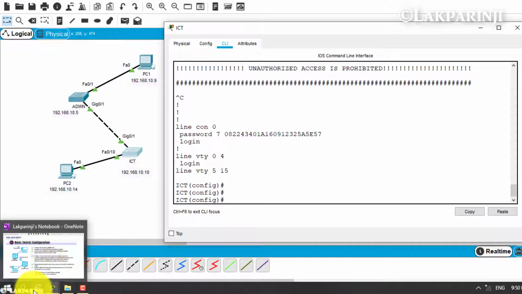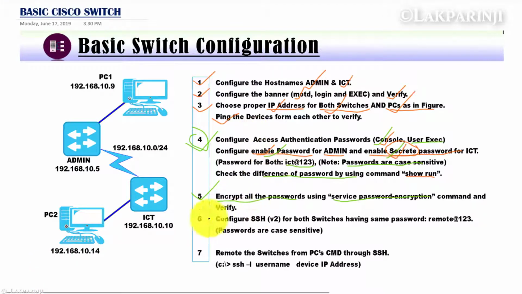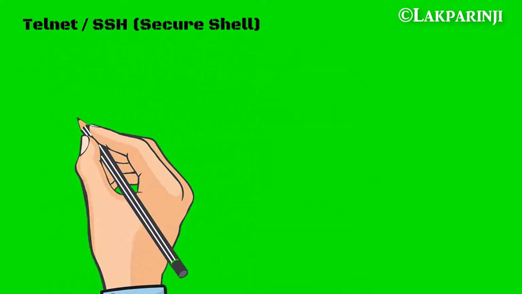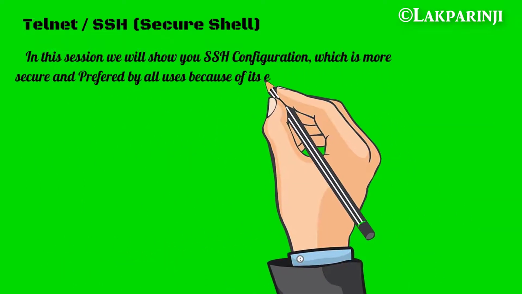After completing all these authentications, let's have a look at the remote configuration authentication, that is Secure Shell authentication, SSH. SSH is a network protocol used to remotely access and manage the device. To enable secure access to your Cisco device, you can use SSH instead of Telnet.